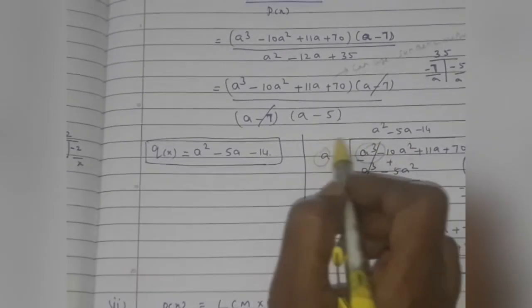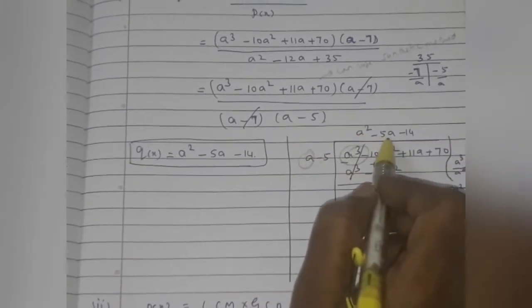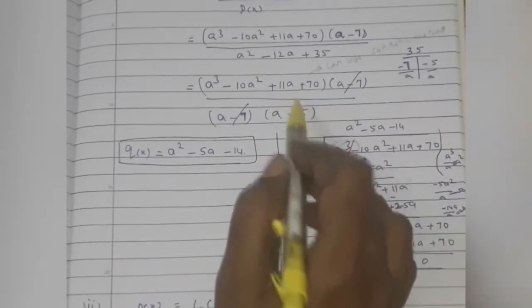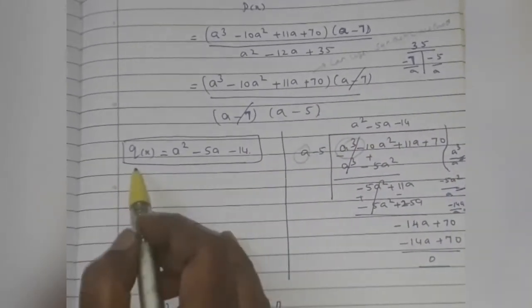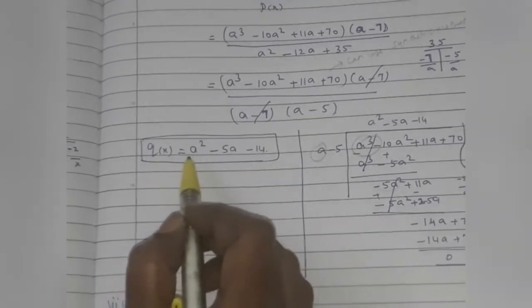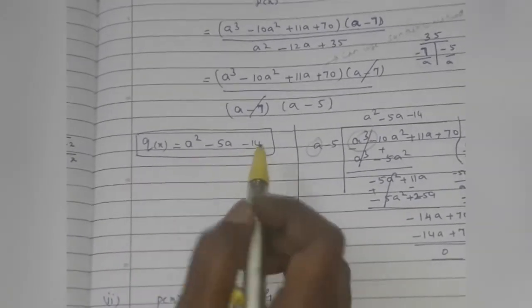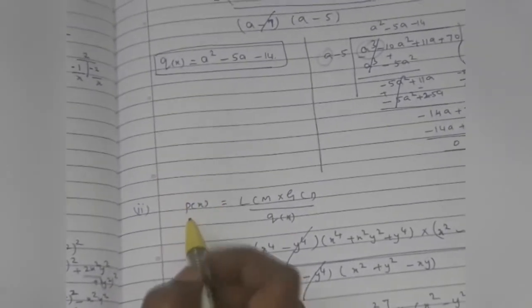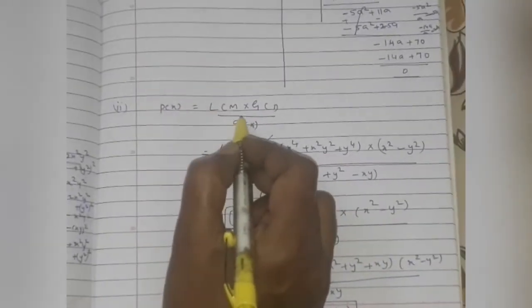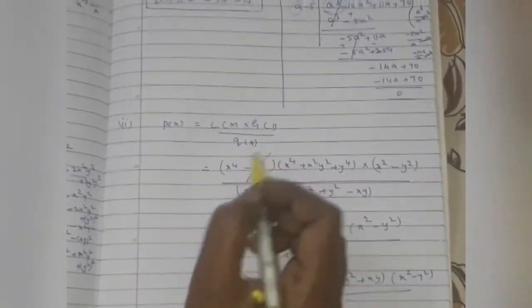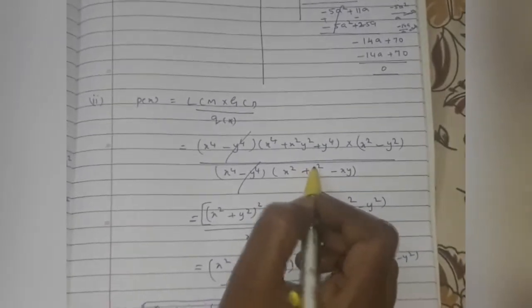So what are you getting? a square minus 5a minus 14. If you divide these two things, you are getting this. So q of x, the other polynomial, is a square minus 5a minus 14. The second one also, they have asked for p of x, that is p of x is equal to LCM into GCD by q of x. So I have written all these things here.